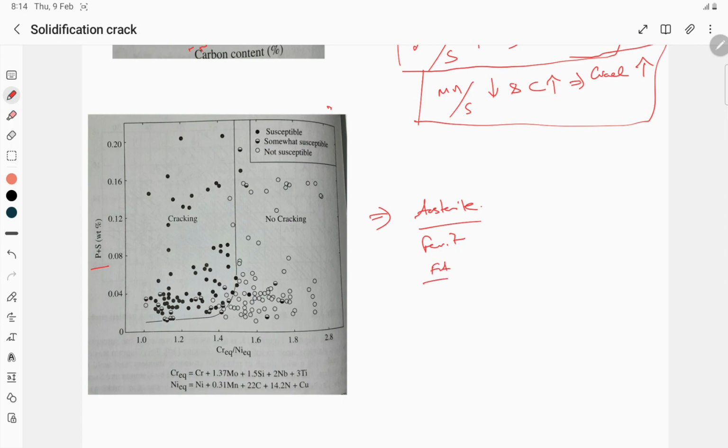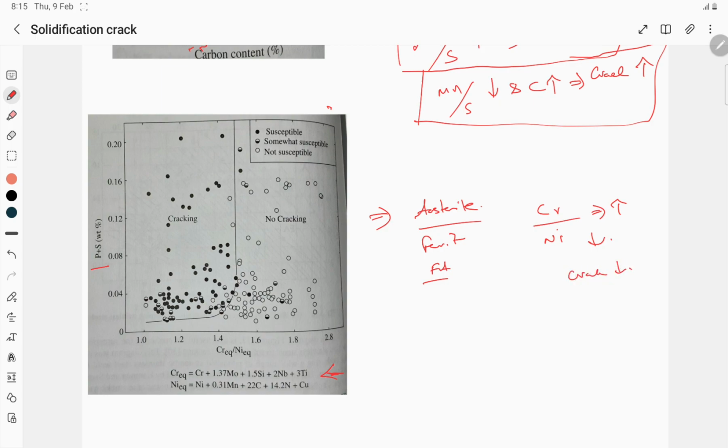So we can predict the mode of solidification in stainless steels based upon the nickel and chromium equivalent. The formula for chromium nickel equivalent is given in this picture itself. They have found out through research data that if the ratio of chromium equivalent and nickel equivalent is higher, the possibility for the crack is less.